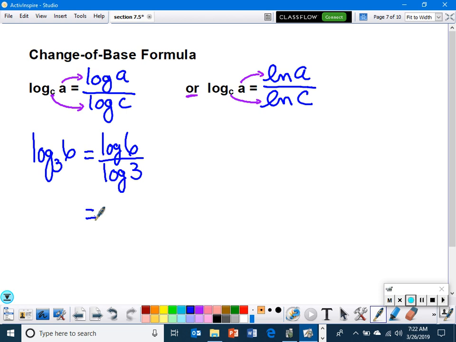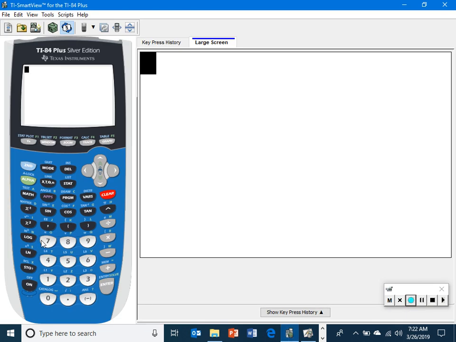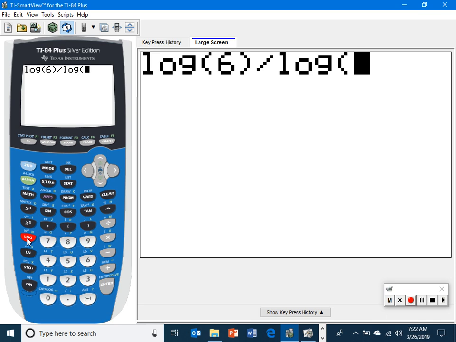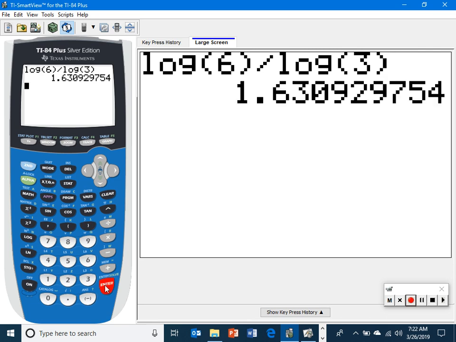So now I can use the calculator. So log is on the left side next to the 7. So you hit log 6, you've got to close it, divided by log 3, close it. And so the answer to log base 3, 6 is approximately 1.63.